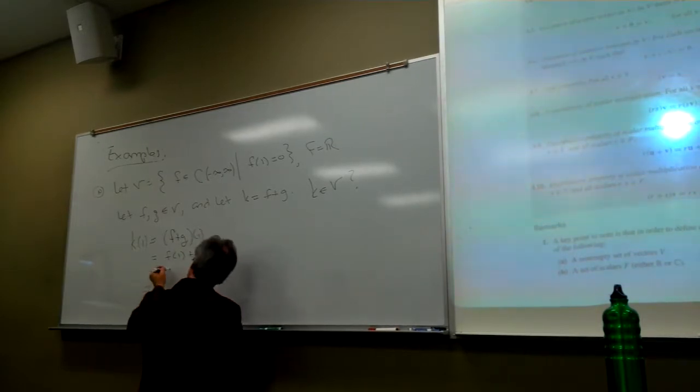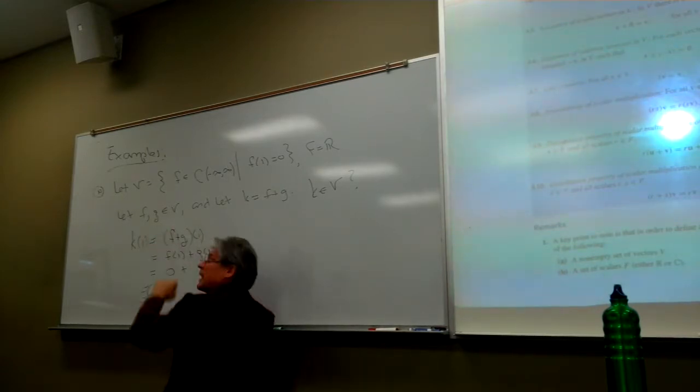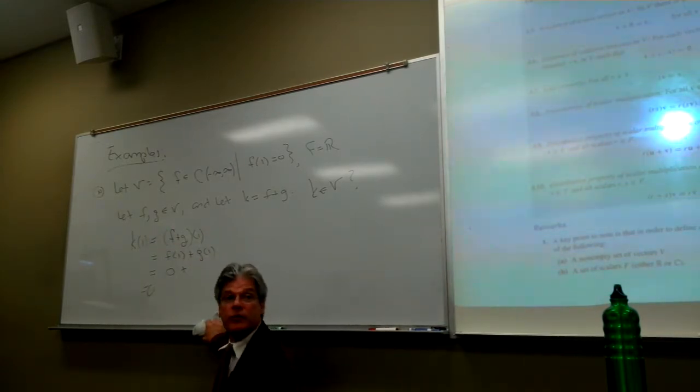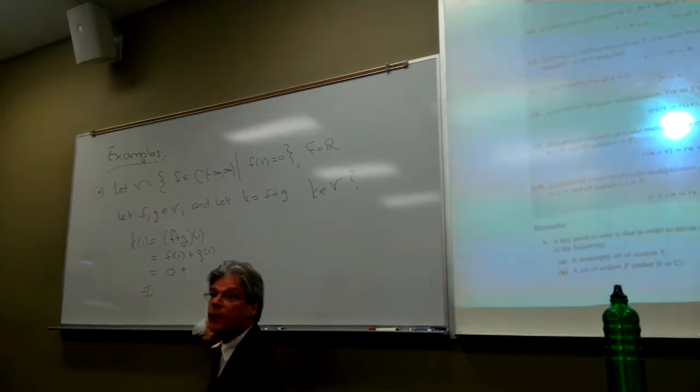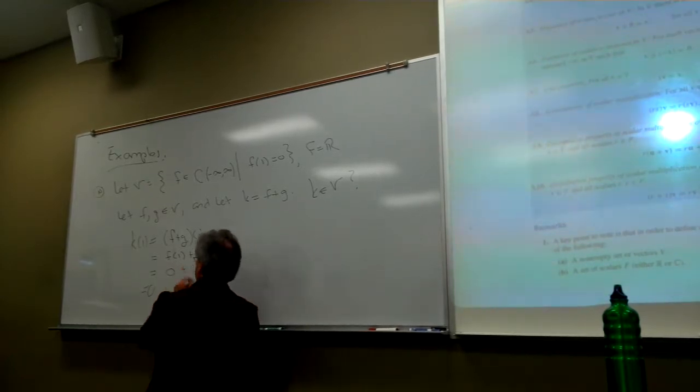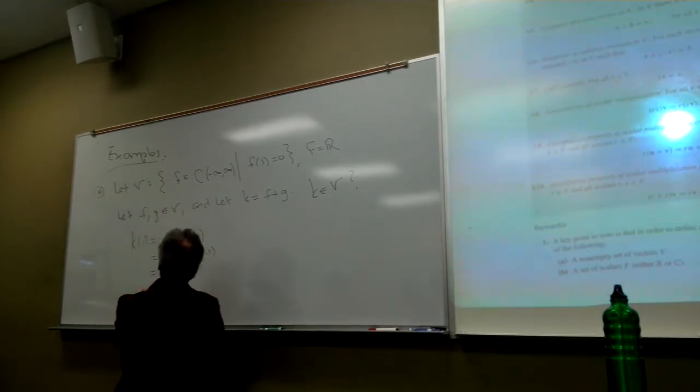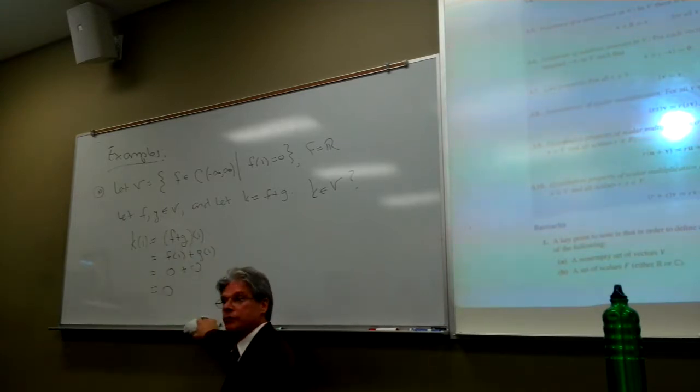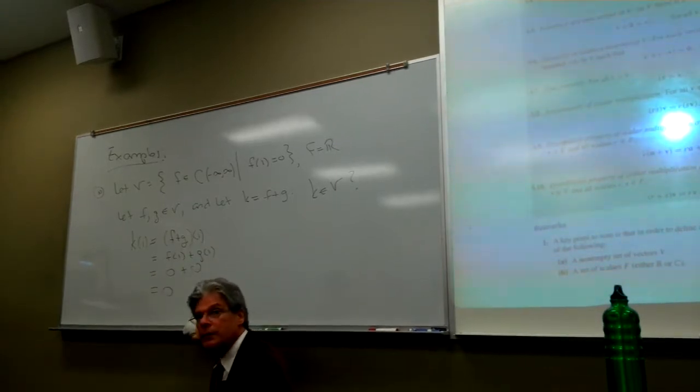But that's going to be 0 plus 0. Well, wait a minute, how do you know G of 1 is 0? It was an arbitrarily chosen element in V. I was supposing that G was in V, therefore it already claims membership. So that's how we know. 0 plus 0 is equal to 0 if I'm not too sloppy, and therefore I do indeed think I have closure.